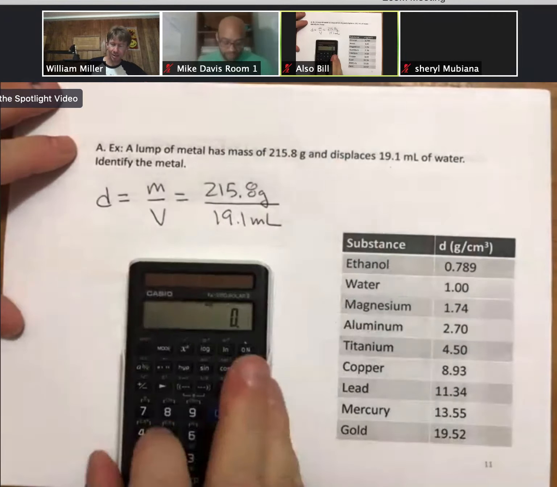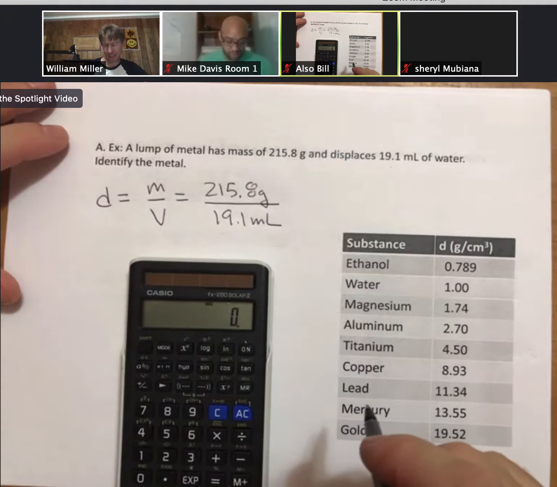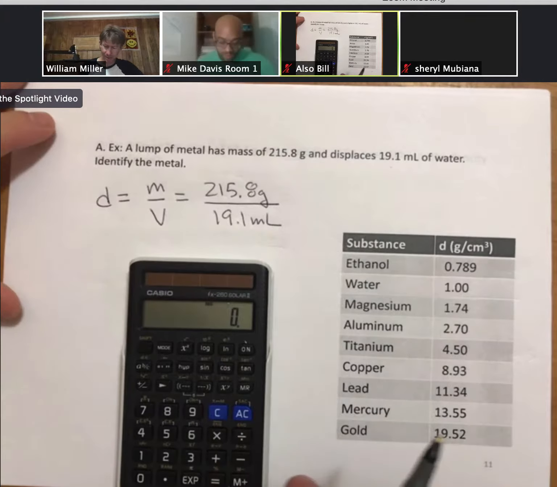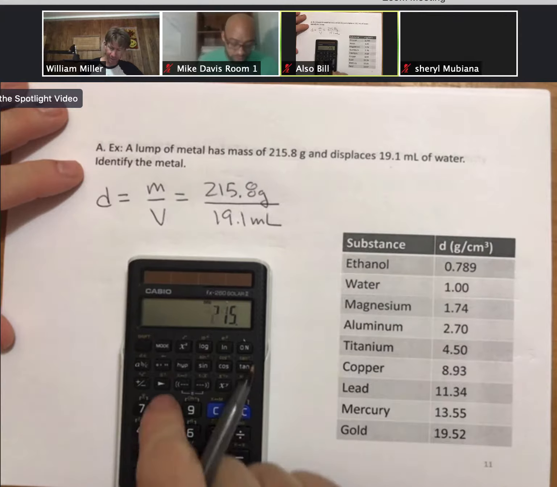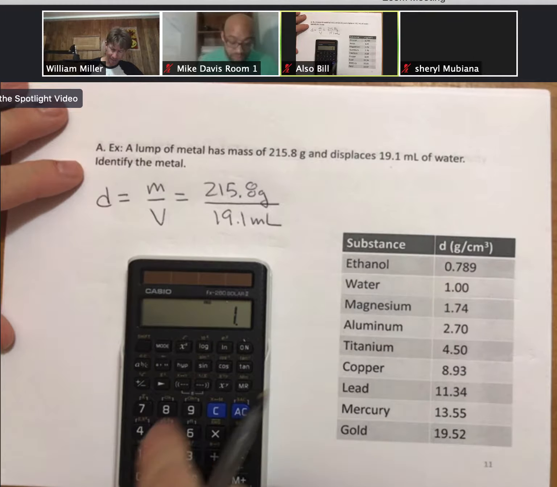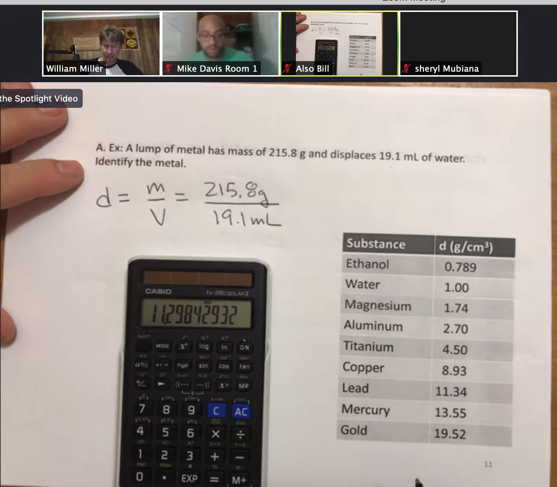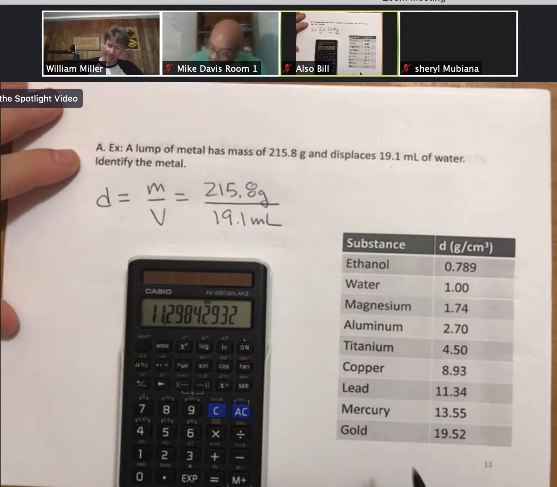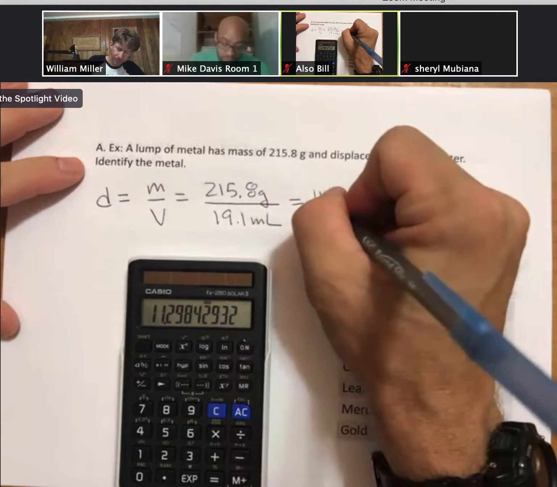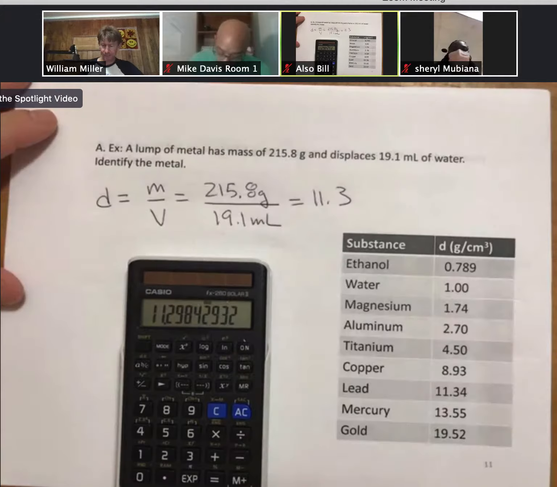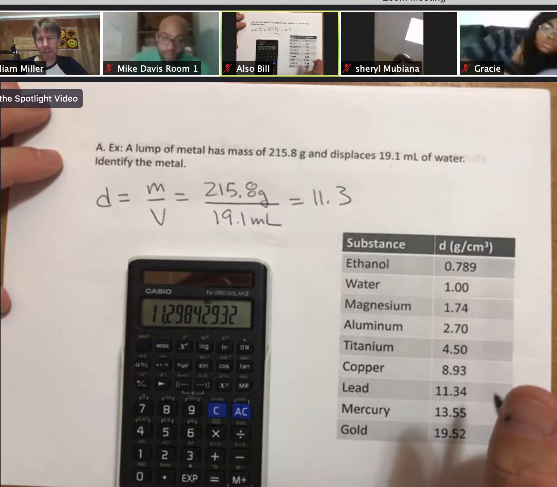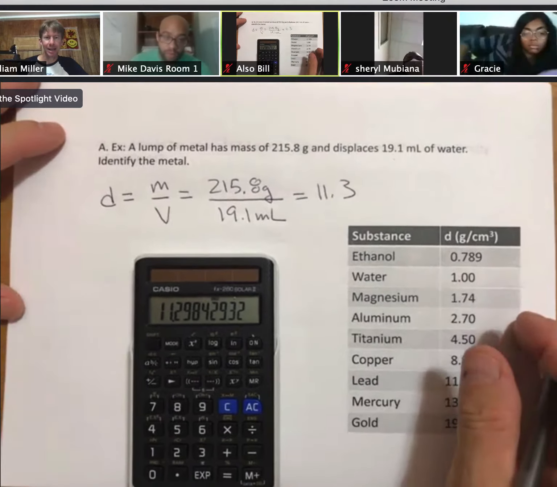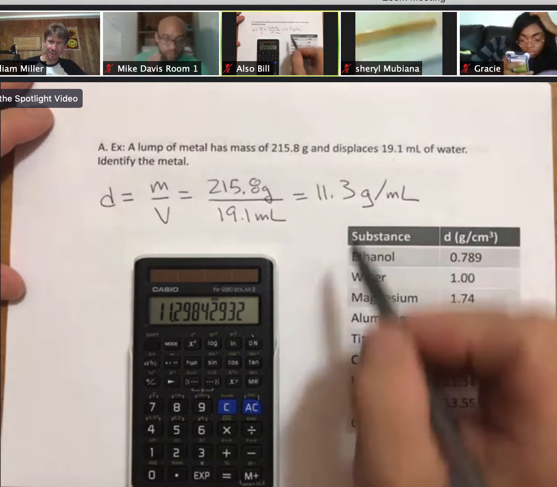And I encourage you to bring your calculator to these lectures because we'll always be using it. And so 215.8 divided by 19.1, I get the answer 11.29. I'm going to just write it to 3 digits, 11.3. And this is important. Almost all numbers in chemistry have units.